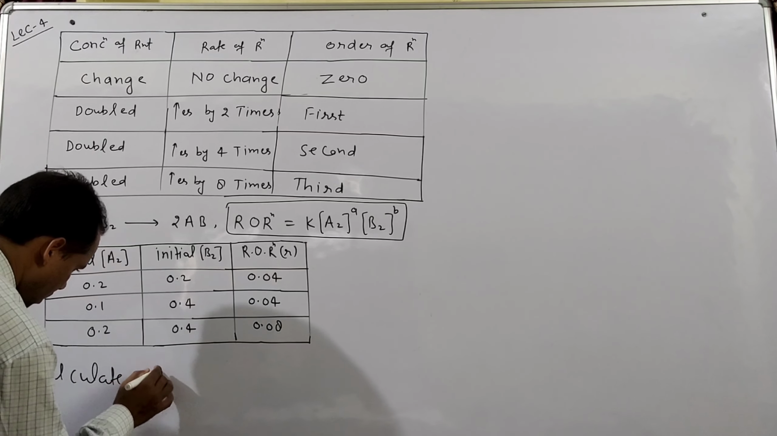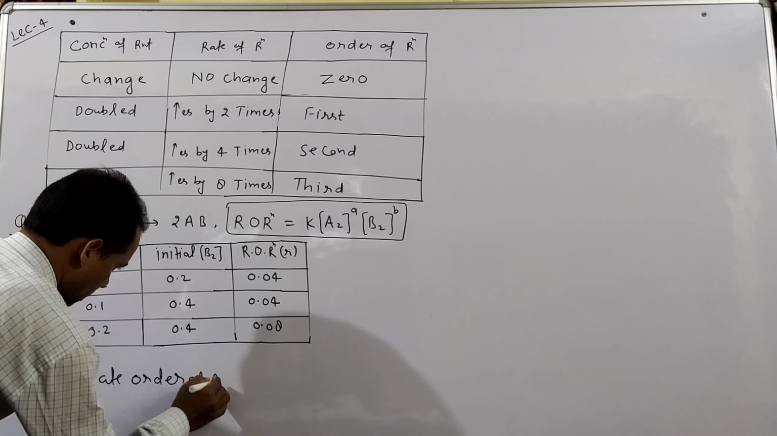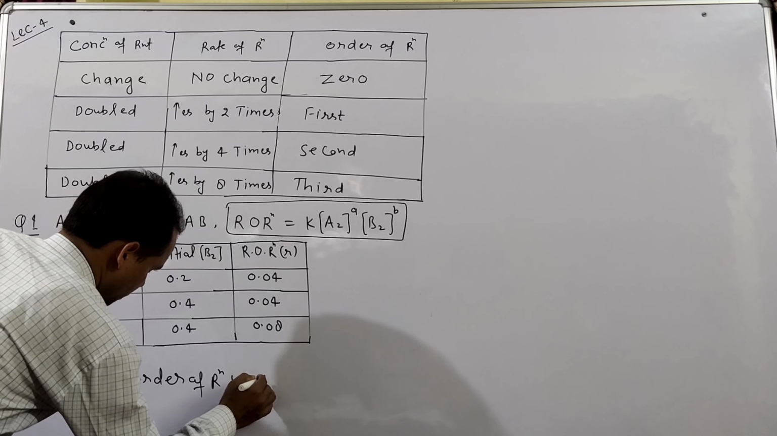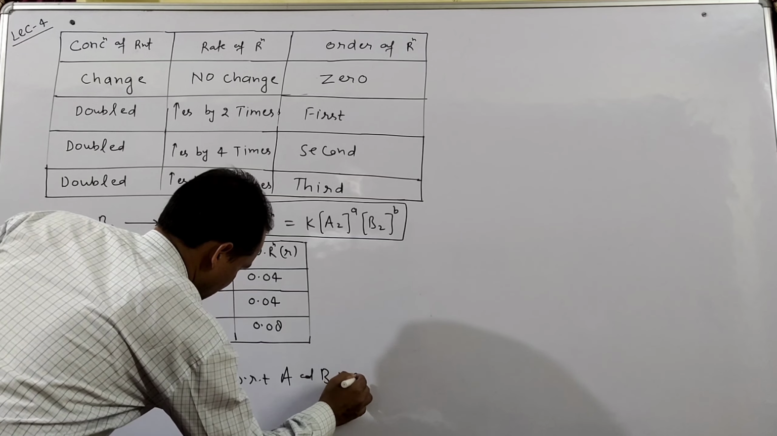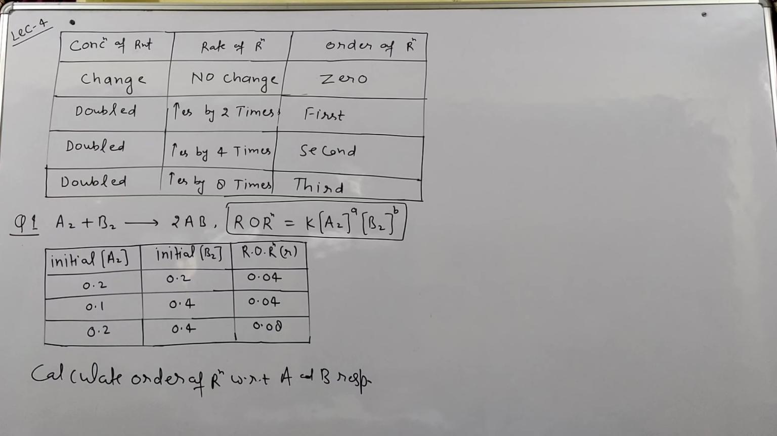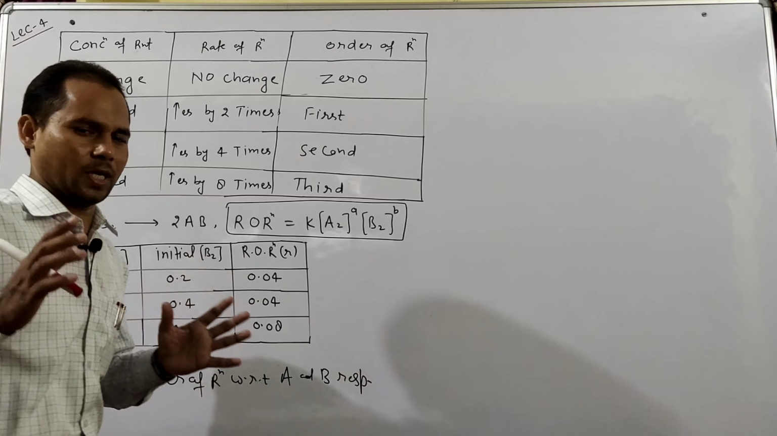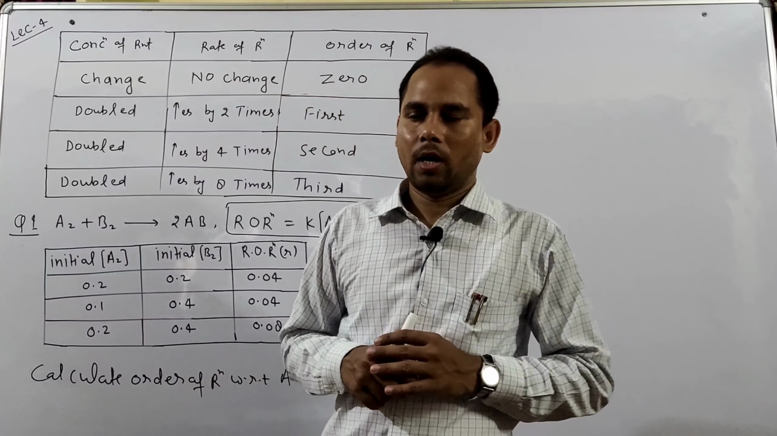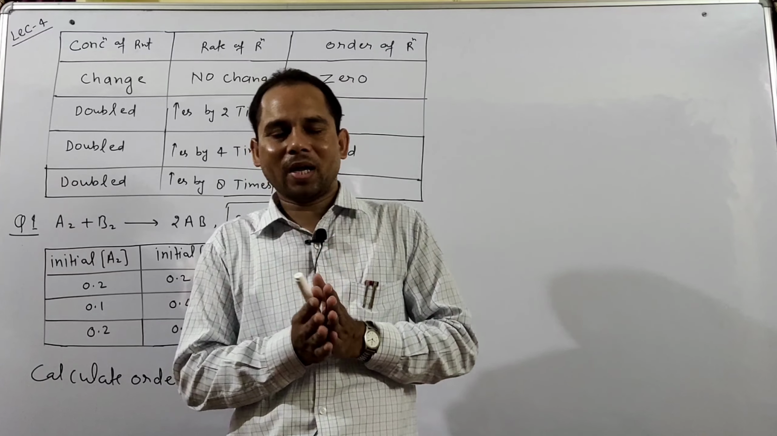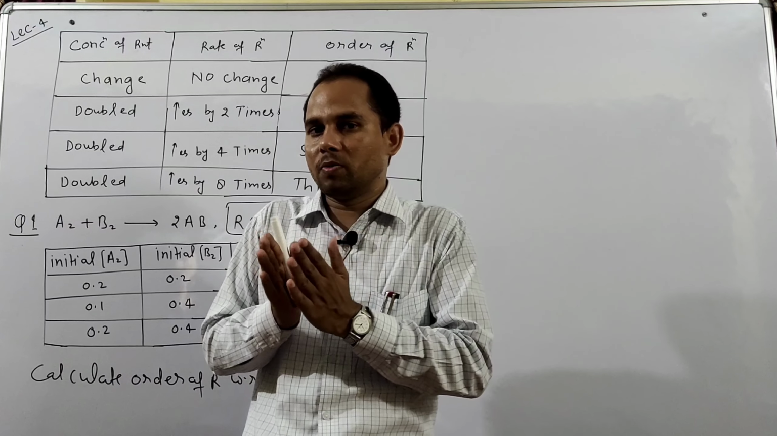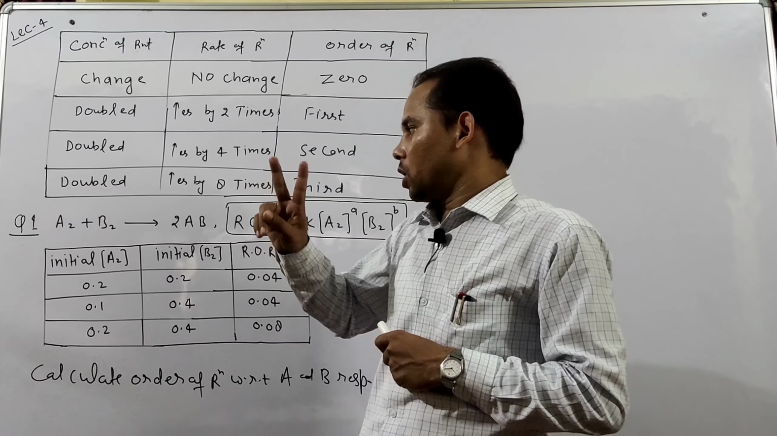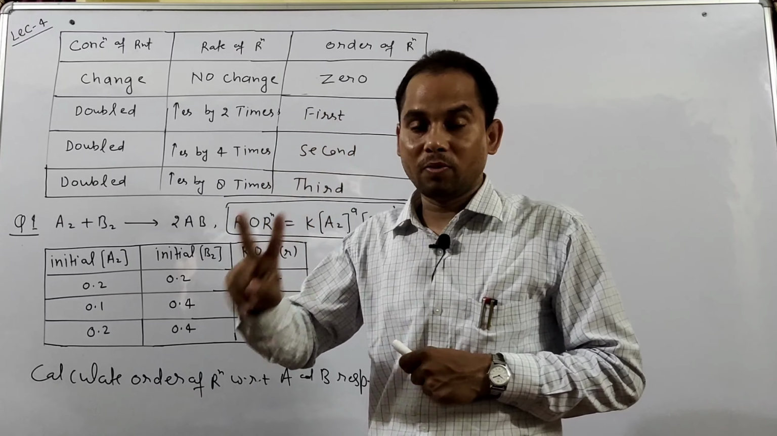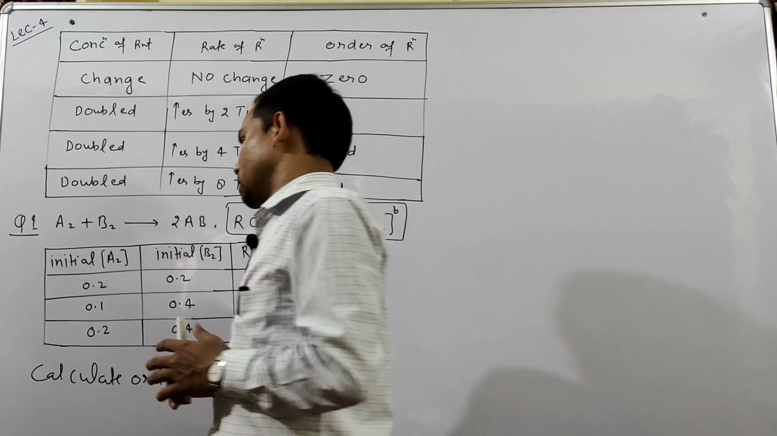Calculate the order of reaction with respect to A and B respectively. Okay, now for such type of questions, keep one thing in mind: we have to compare the concentration of any one of the reactants. We have to compare two concentrations or two observations of any of the reactants, right?